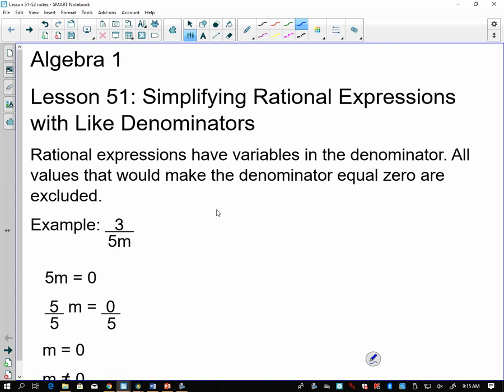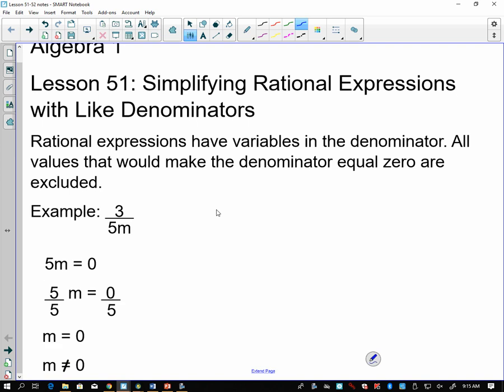How do we undo that 5m? Well, it is multiplication. 5m is multiplication. How do we undo multiplication? Division. All right? So we're going to divide by 5. 0 divided by 5 is 0. So what we're saying is that m cannot equal 0, because what is 5 times 0? 0, right? So we've tested it. 5 times 0 is 0.